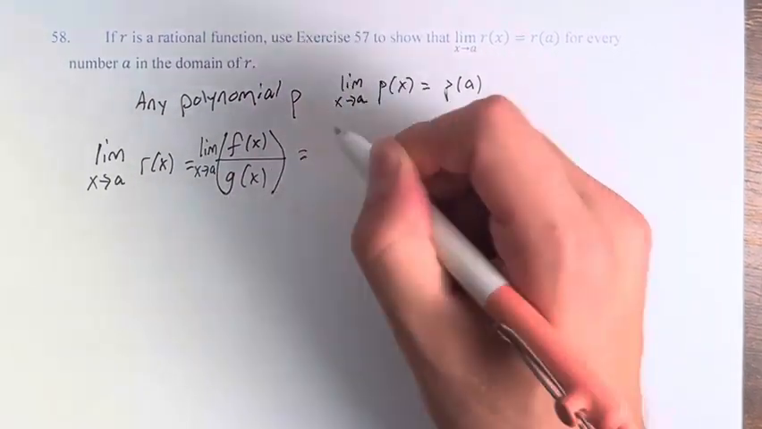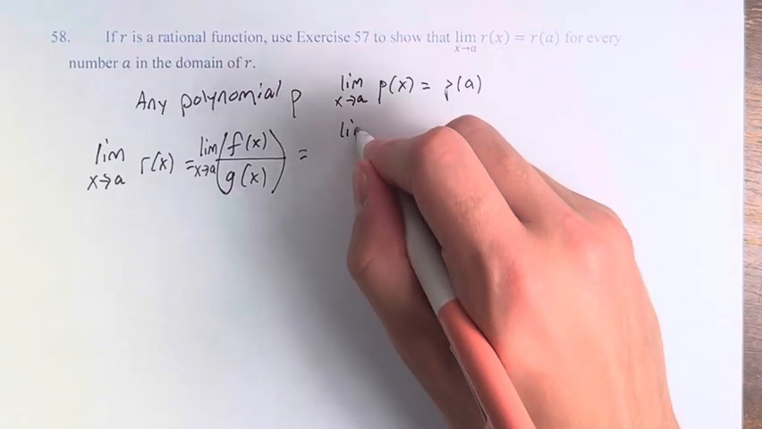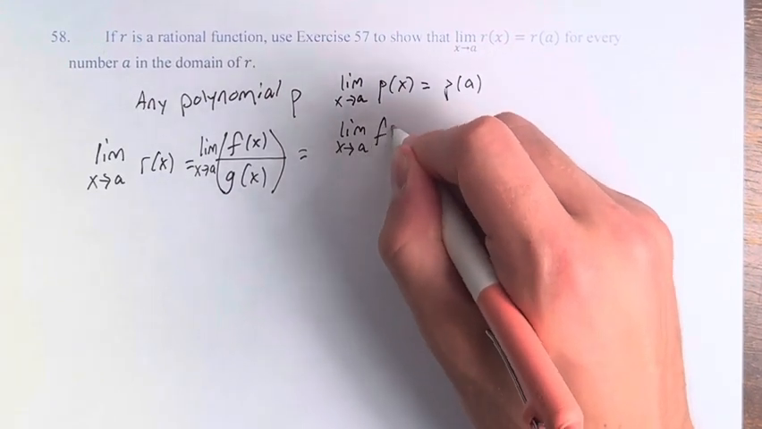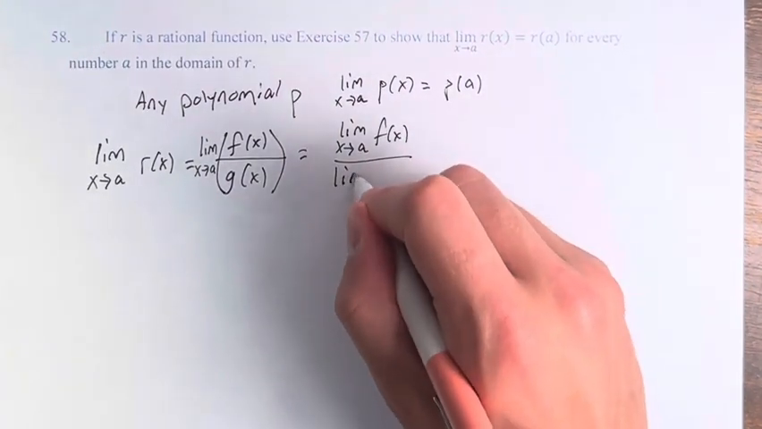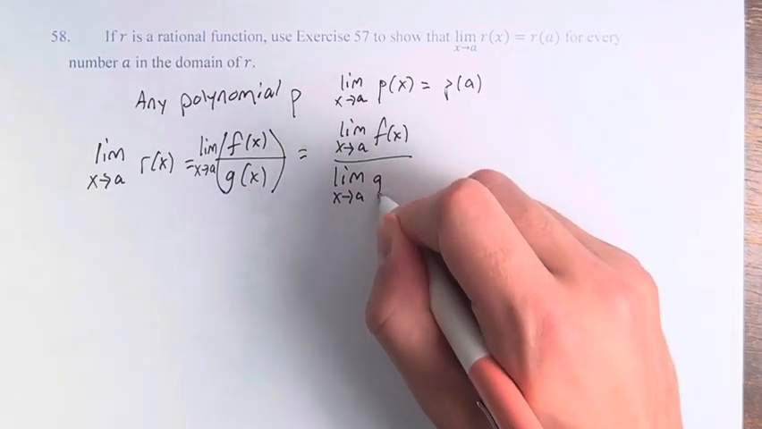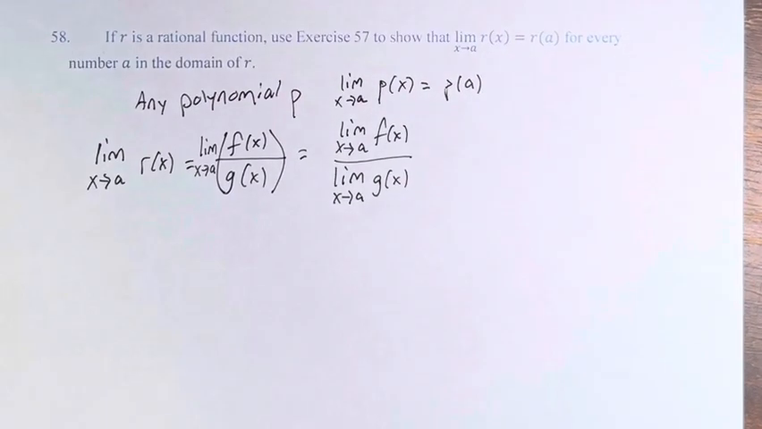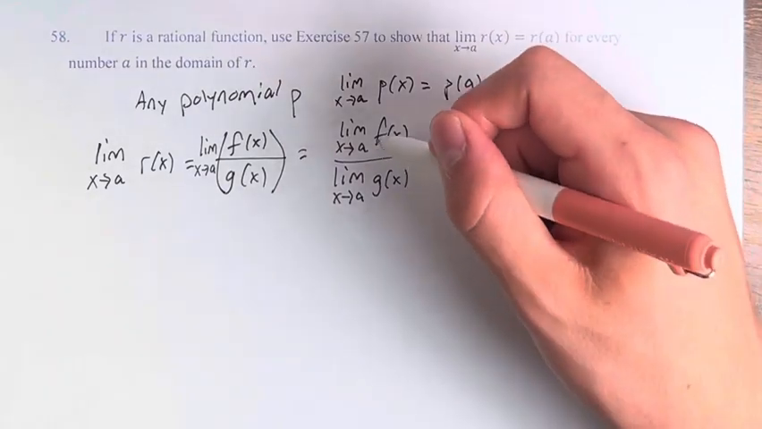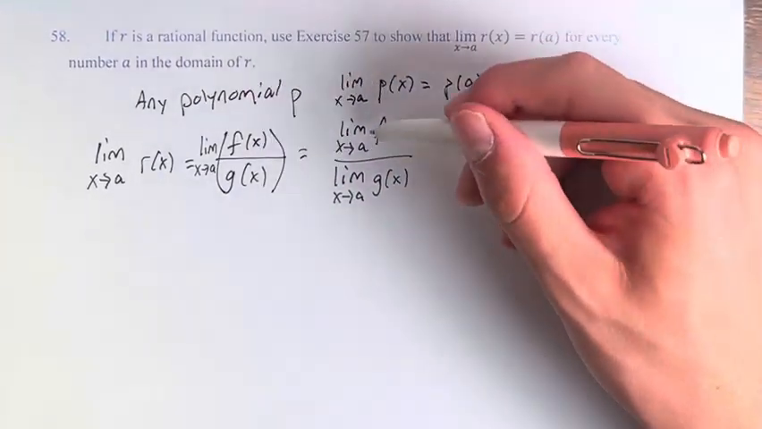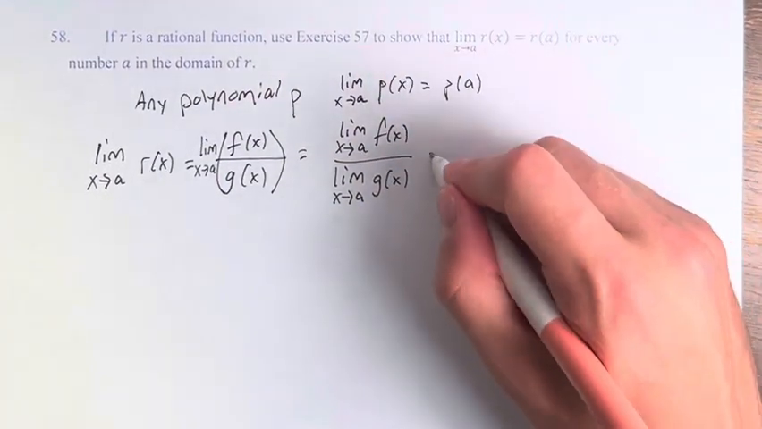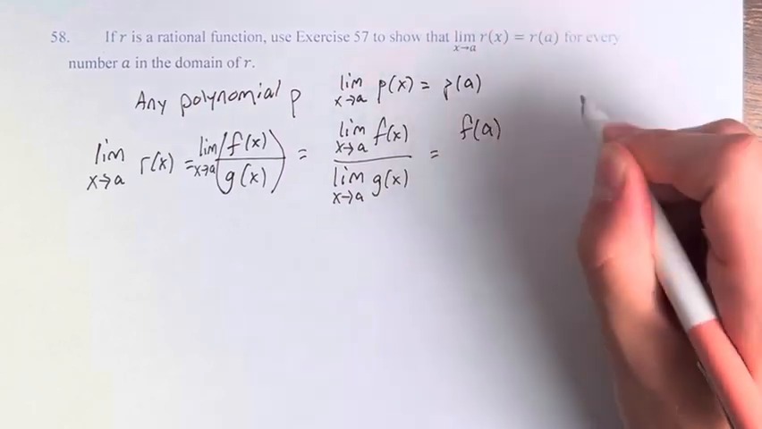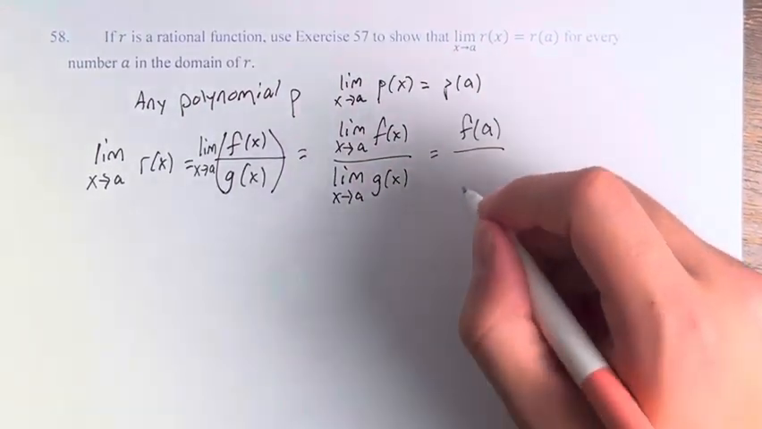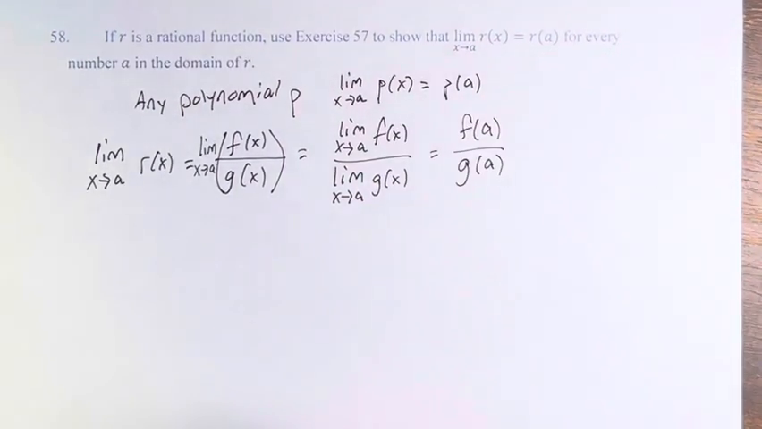And since we have the limit of this fraction, we can take the limit of the numerator over the limit of the denominator, right? By the limit laws, this is like the quotient rule or whatever they call it. And we just showed for these polynomials, or for any polynomial rather, the limit as x approaches a of a polynomial is just the value of the polynomial at that value of x. So this is f of a over g of a.